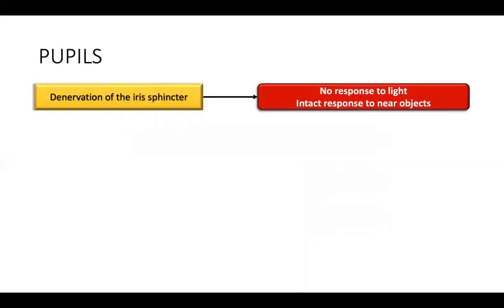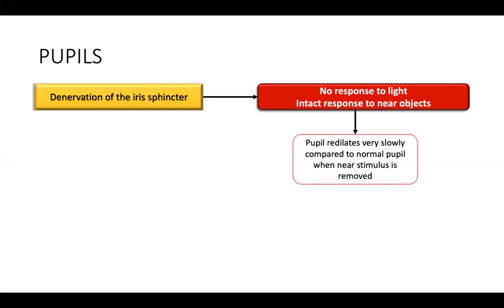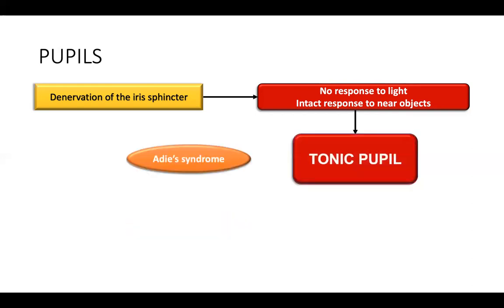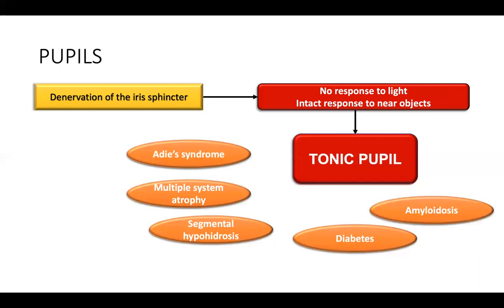After denervation of the iris sphincter, the pupil does not respond well to light, but the response to near is relatively intact. When the near stimulus is removed, the pupil redilates very slowly, compared with a normal pupil. Hence the term tonic pupil. This is seen in Adie syndrome, multiple system atrophy, segmental hypohidrosis, diabetes, and amyloidosis.